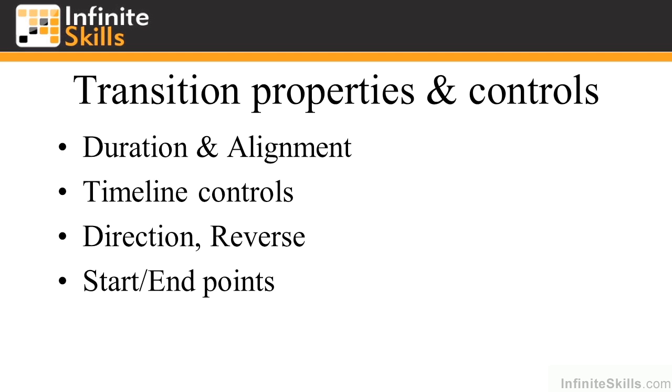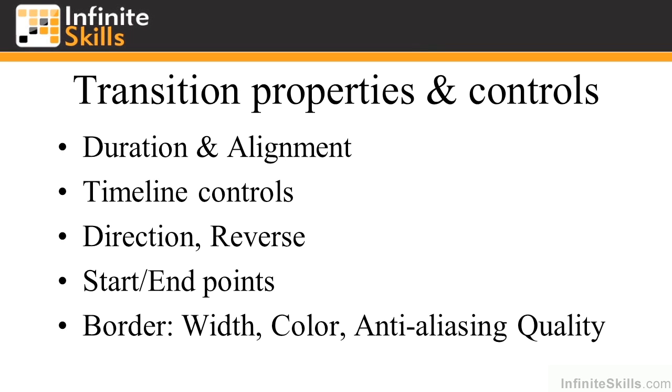Some transitions have start and end points. Not many, but some allow you to have start and end points. I showed you that one transition in the previous lesson where the little circle started on the bird and then pulled back. That's a start point for that transition. Some transitions have borders, and the borders have characteristics like how wide is the border, what color is the border, and does it have anti-aliasing associated with it. And I'll explain anti-aliasing in this lesson.